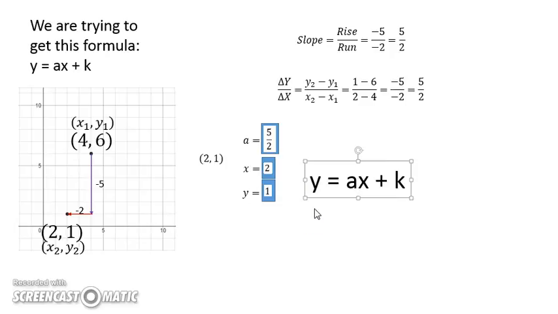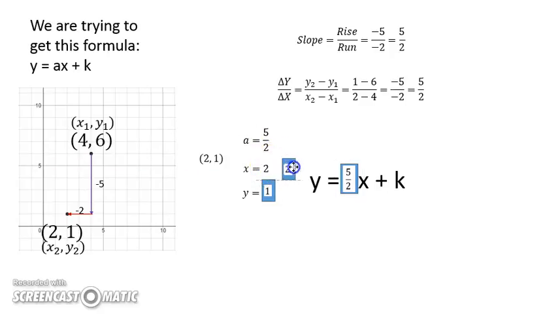And again, this is our formula. So based on using substitution, what I'm going to do is simply put, for my a value, 5/2. For my x value, I'm simply substituting, times 2. And for my y value, equals 1. So you see, we simply use substitution. And now we're going to solve and figure out what k is. So now we're solving for k.